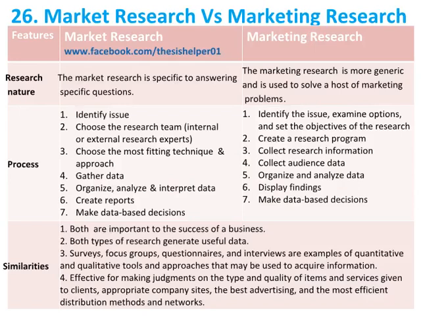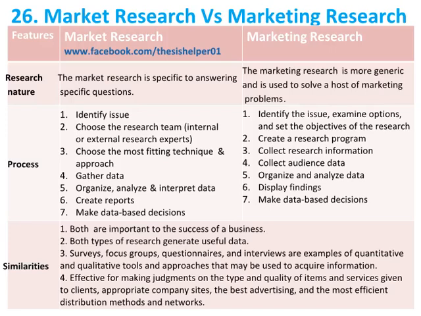Process of market research includes 7 steps. Number 1 step is identify issue. Number 2 step is choose the research team, internal or external research experts. Number 3 step is choose the most fitting technique and approach. Number 4 step is gather data. Number 5 step is organize, analyze and interpret data. Number 6 step is create reports, and number 7 step is to make data-based decisions.